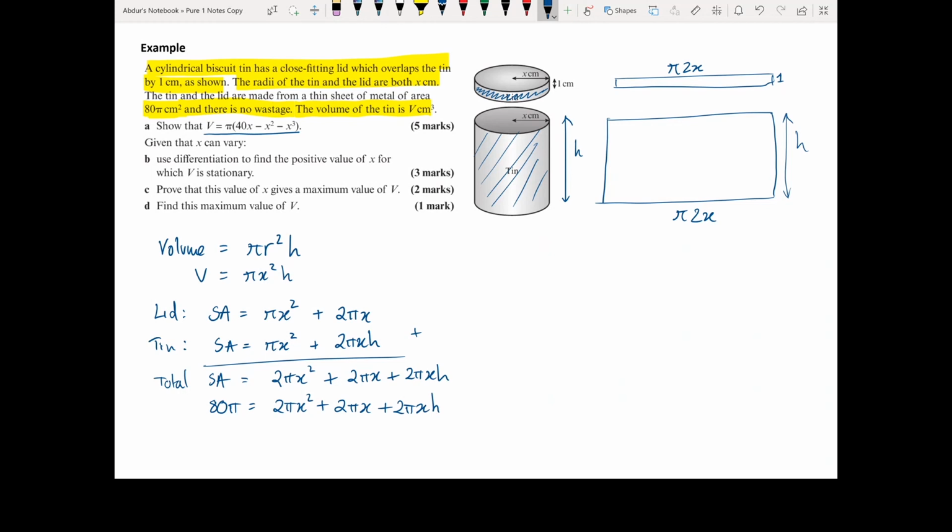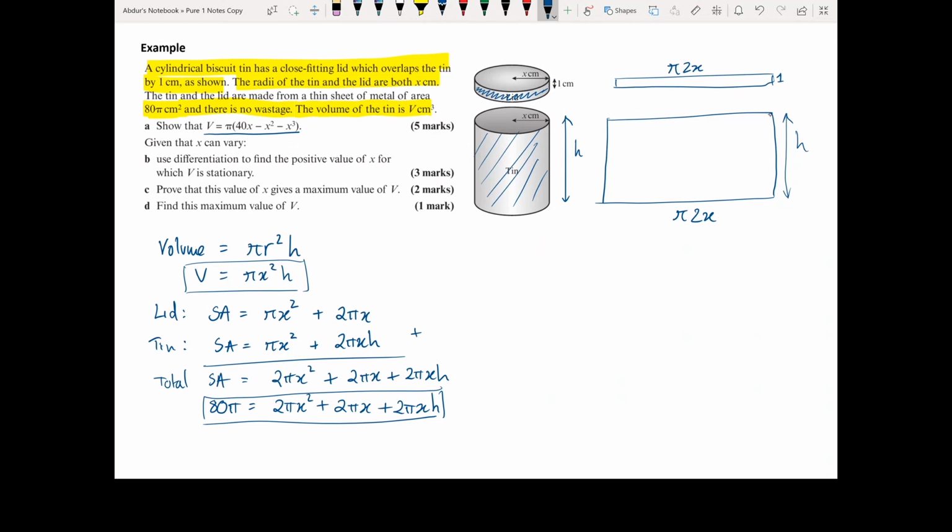Now the question was to show that the volume is equal to that, which has no h in it. So if we want to eliminate h, we need to use the second equation which we have here, and we're going to have to rearrange this for h and substitute it into the first equation. So let's go and take a look at that. We're going to do that right now.